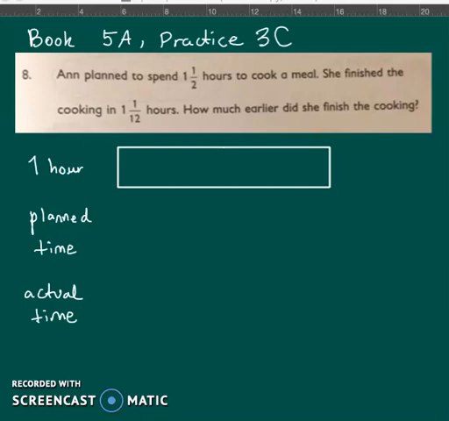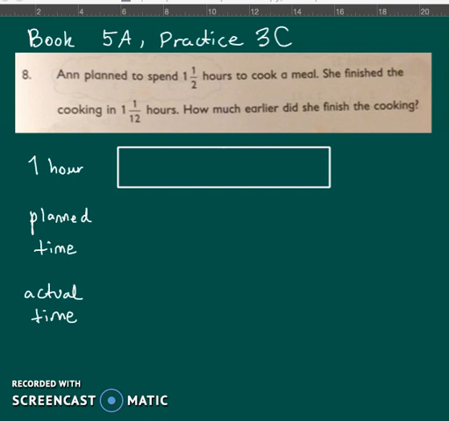Anne planned to spend 1.5 hours to cook a meal. Instead, she finished the cooking in 1 1/12 hours. So how much earlier did she finish cooking than she expected to, is the question. Let's start off by trying to figure this question out using our bar model.